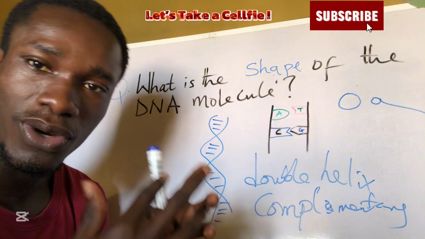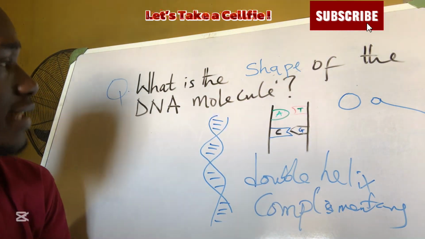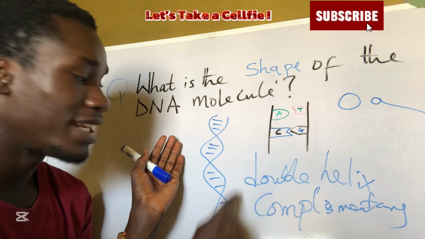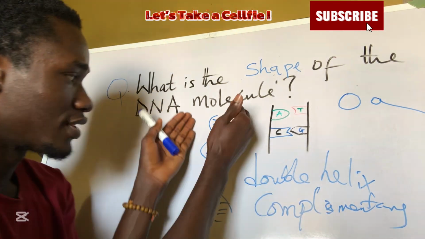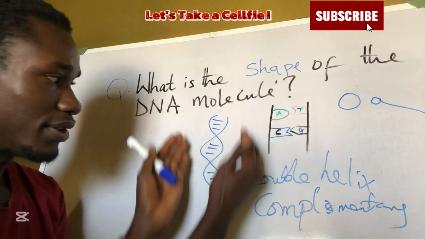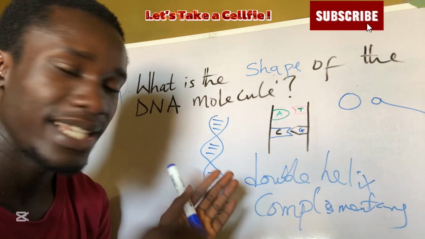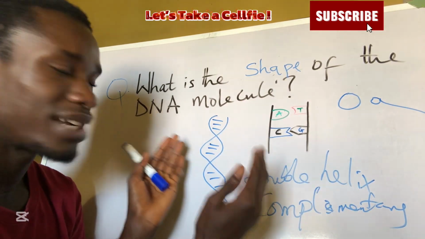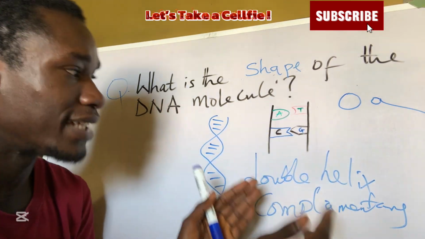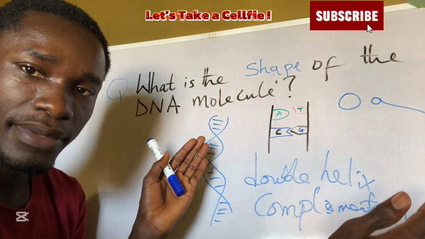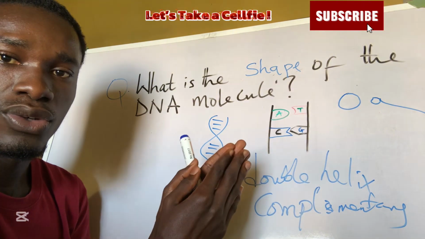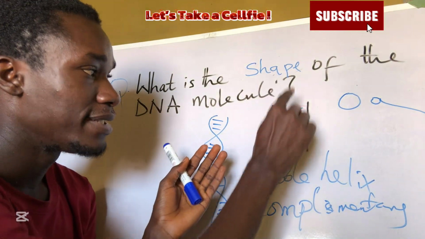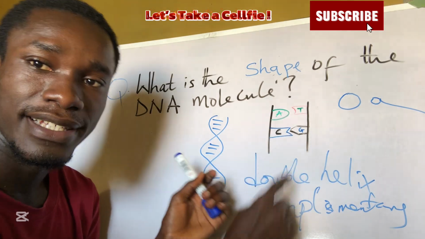They complement each other. So let's review again. What is the shape of the DNA molecule? The shape of the DNA molecule is the double helix. And this is the structure of the double helix. We also say that this structure has two strands. These two strands are complementary, meaning that they are not exactly the same, but they complement each other by pairing up: A binding to T and C binding to G.